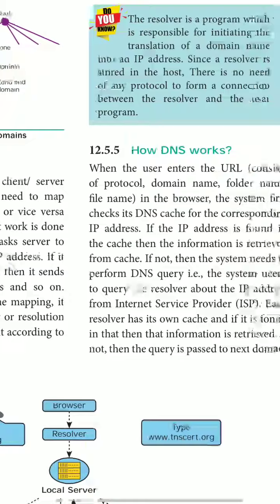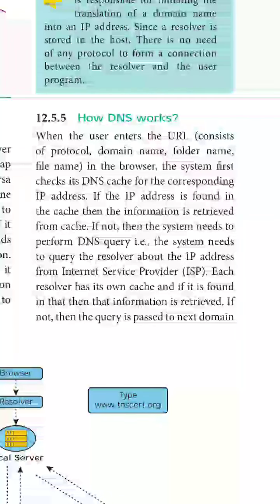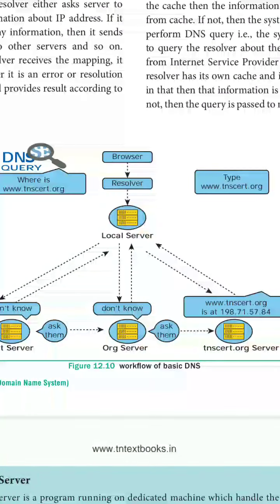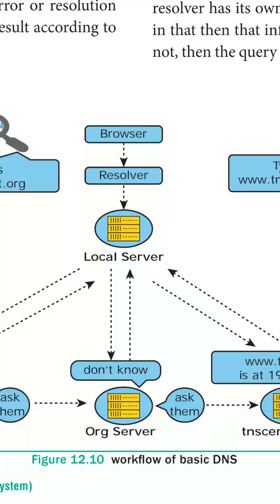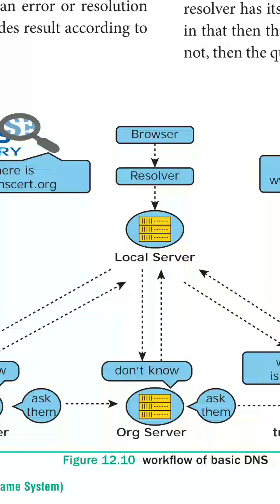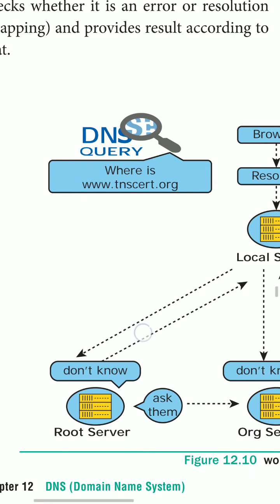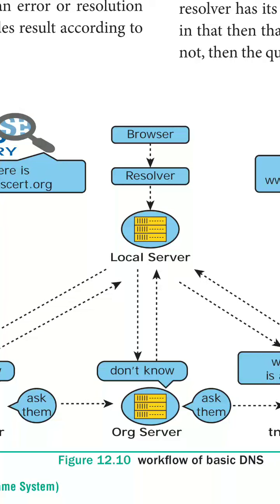And the next thing is, how does this DNS work? Here you can see this is the browser. The browser connects to the resolver. The resolver connects to the local server, which has all the domain names and their IP addresses. If the local server doesn't have the domain name, it automatically connects to the root server. If the root server doesn't have the domain name, then it forwards that request to the org server.